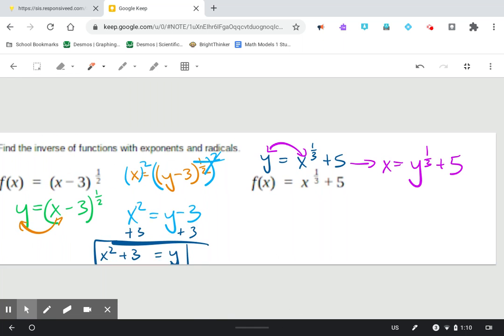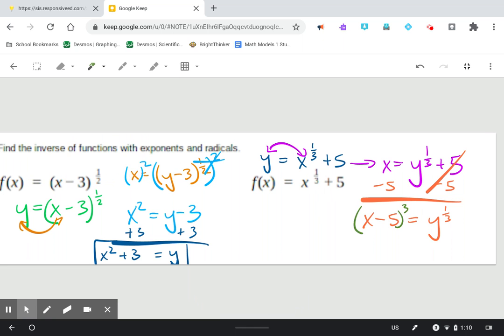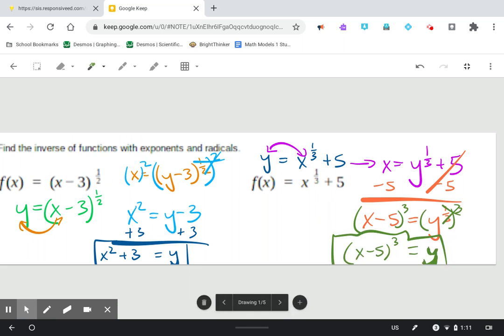So when we do that, we subtract 5 from both sides. X minus 5 equals y to the 1/3. To get rid of that 1/3, we need to raise this entire thing to 3. We'll do that to both sides to cancel that out, giving me y equals x minus 5 to the 3rd power. And that is it. All right.